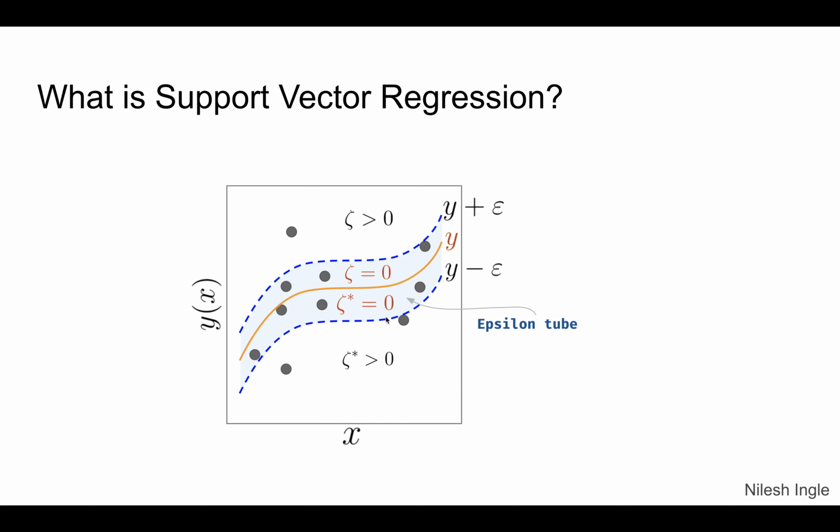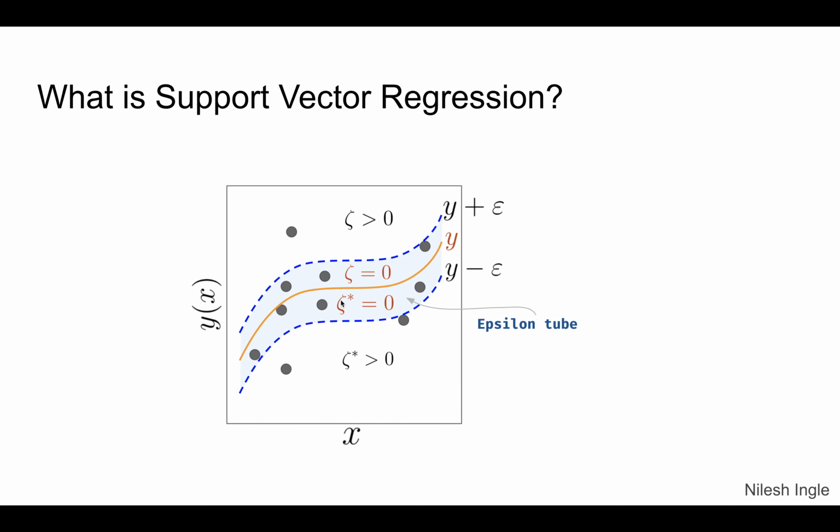However, if the data points lie outside the epsilon tube, then there is a penalty associated with those data points. As you can see, the letter zeta here is equal to 0 if the data points are above this orange line in the middle and still in the epsilon tube. However, if the data point is outside, such as on here, then for that data point there will be a penalty and the zeta value would be greater than 0.